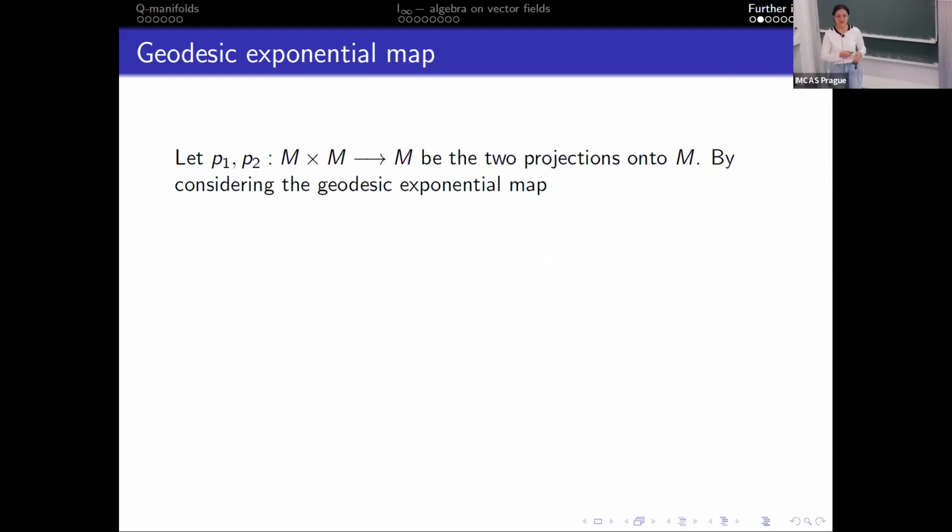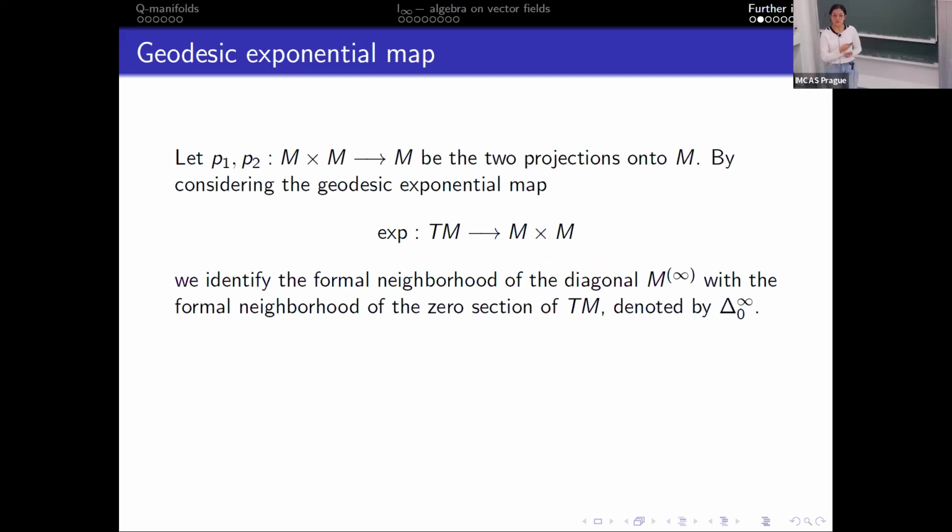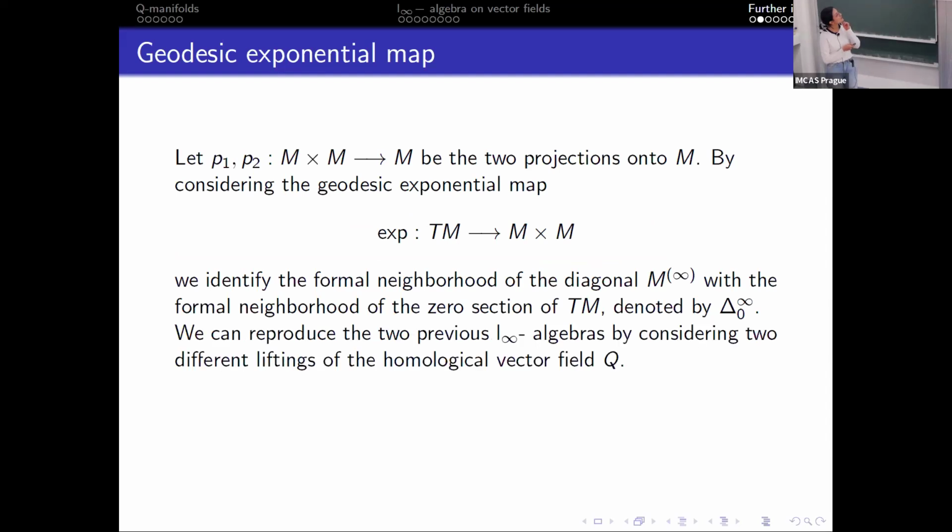So the first steps that I have been working with are to consider the geodesic exponential map. If we consider this map, we know that we have a local diffeomorphism of fiber bundles. So what we do is that we consider the homological vector field Q, which will be a vector field in the base manifold of these fiber bundles. And we try to associate a lifting to this vector field, which will be a vector field in the product manifold or in the tangent bundle. So depending on how we lift this Q field, we will reproduce one or the other L-infinity algebra.